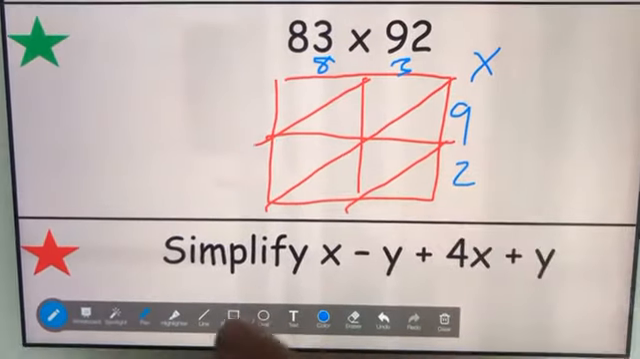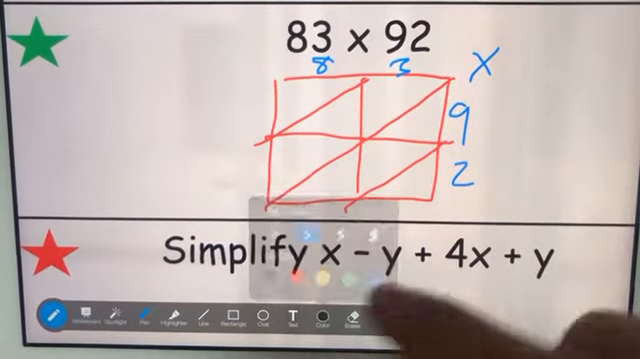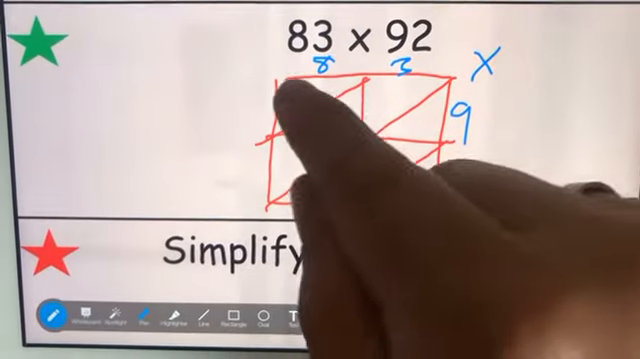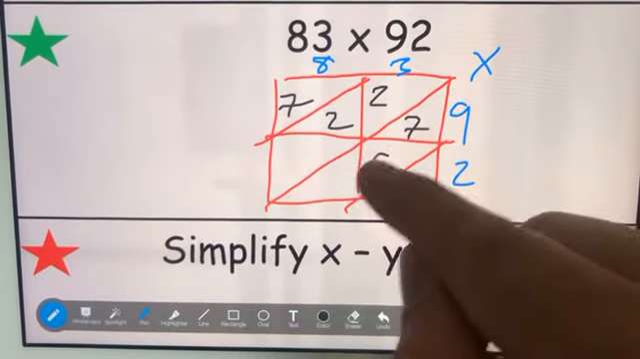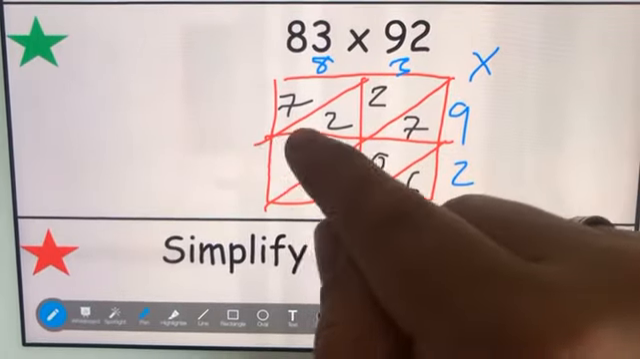So I've got 8 times 9. Again, I'm going to use a different colour each time only because it makes it easier for you to see. 8 times 9 is 72. 3 times 9 is 27. 3 times 2 is 6. And 2 times 8 is 16.